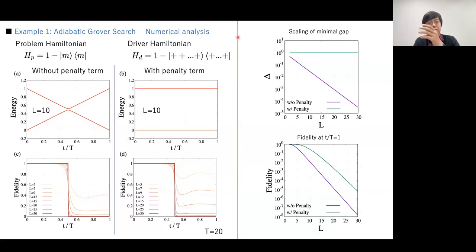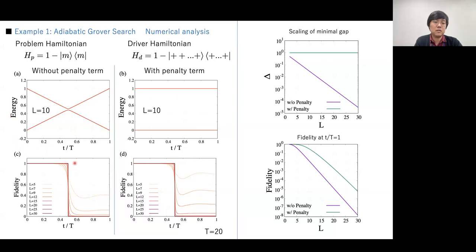Next, we perform numerical analysis to investigate the effect of the transition matrix on the performance of quantum annealing. The figure on the left side is the case without penalty term, and the right side is the case with penalty term. The top figure shows the energy spectrum, and the bottom figure shows the fidelity. Here, fidelity is defined as the inner product of the Schrödinger dynamics and the exact diagonalization of the QA Hamiltonian.